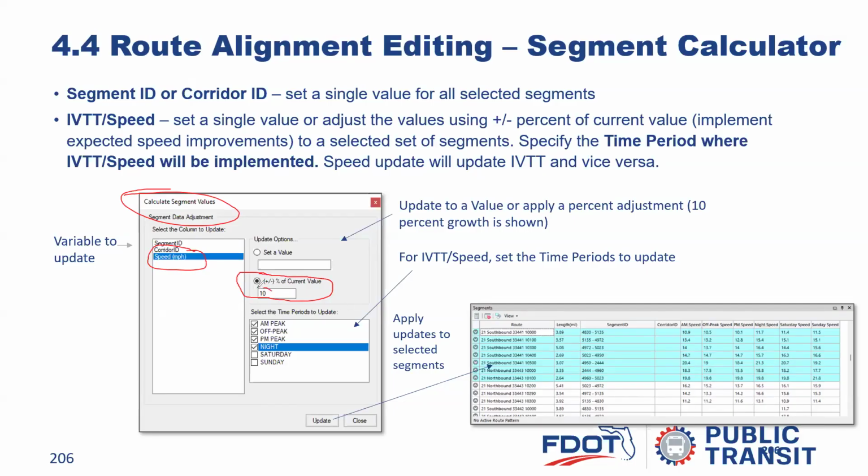In this case, it's 10%. And then you can set that for a selected group of time periods. In this case, it's just the weekday. And then it will automatically update all of those, increase them by 10% of their existing value. So overall, you're increasing all your speeds by 10%.